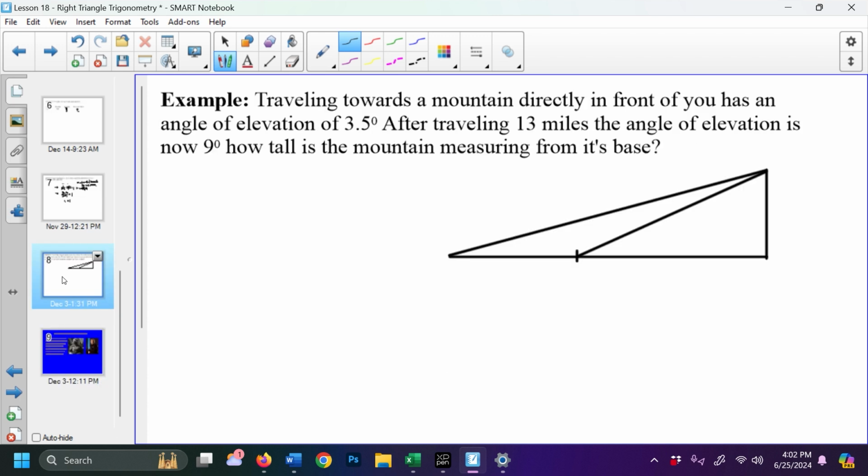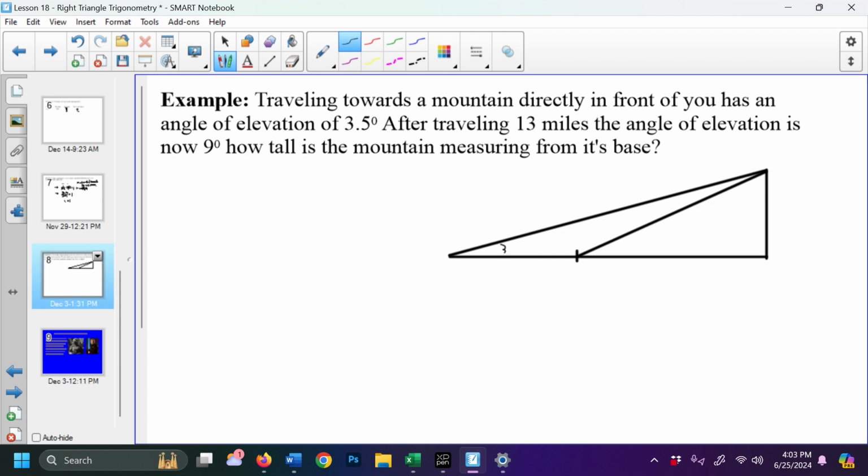Okay, last example. It says traveling towards a mountain directly in front of you has an angle of elevation of 3.5 degrees. After traveling 13 miles, the angle of elevation is 9 degrees. How tall is the mountain measuring from its base? So I have a diagram drawn. It is definitely not to scale.